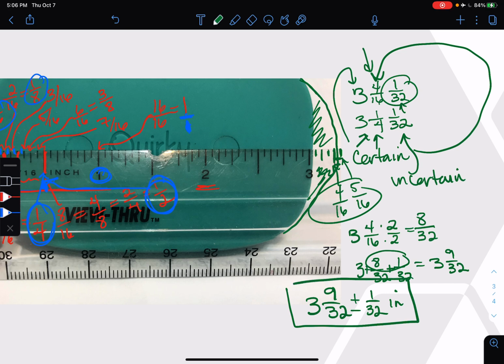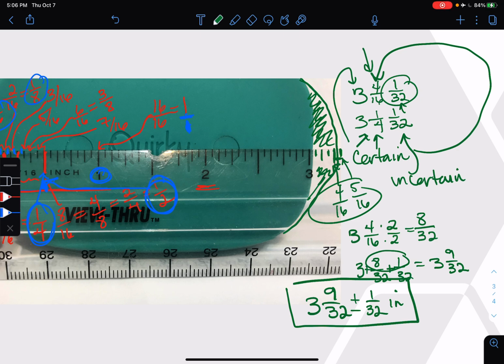Now again, that was just this made up object that I did over here so we could do another example. So what we're saying here is our measurement is 3 and 9/32, and we're pretty certain that it's either 3 and 9/32, or 3 and 8/32, or 3 and 10/32.